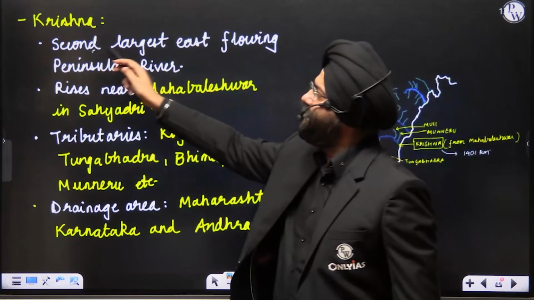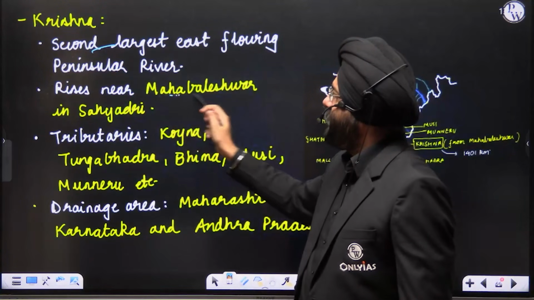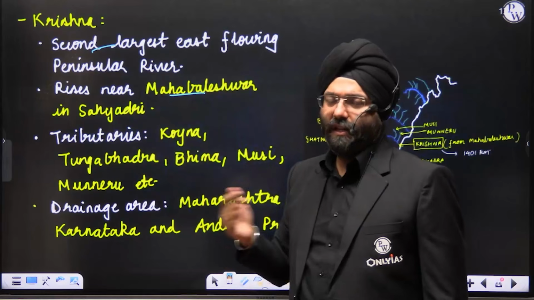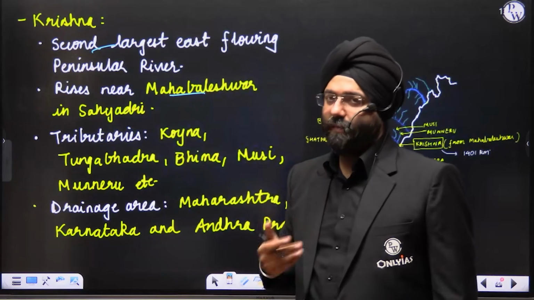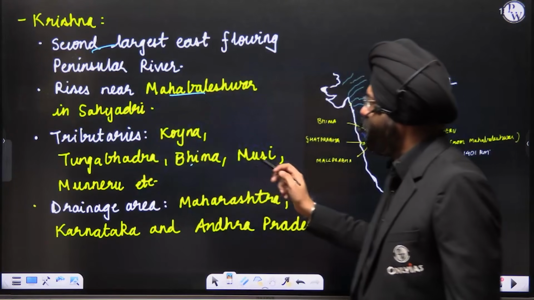Krishna is the second largest river flowing in the peninsular region. It rises near Mahabaleshwar in the Sahyadris, that is the Western Ghats. Right? You know that the Western Ghats in the Maharashtra region are known as Sahyadris. Tributaries: Koyna, Tungabhadra, Bhima, Musi, Muneru.